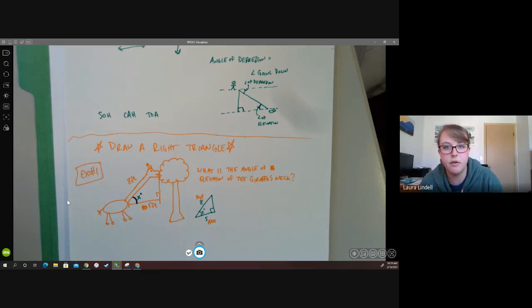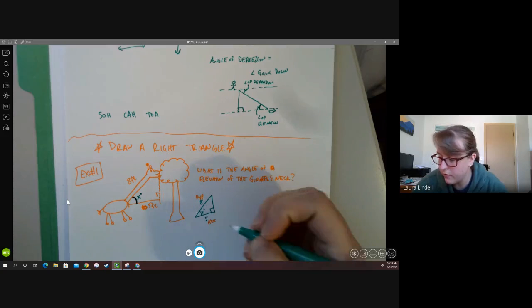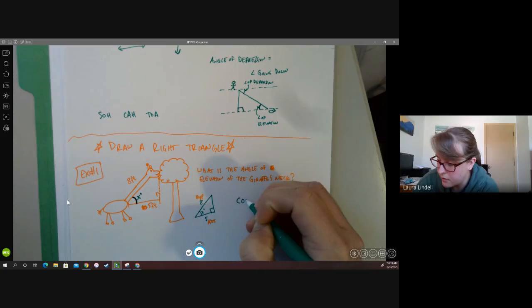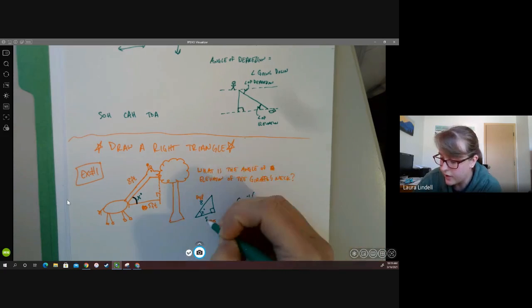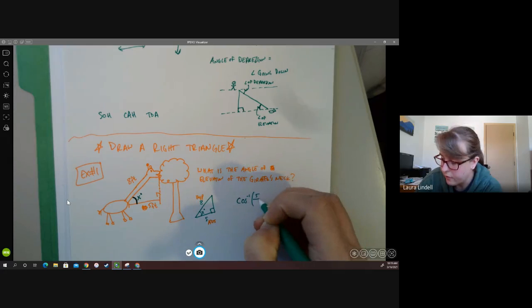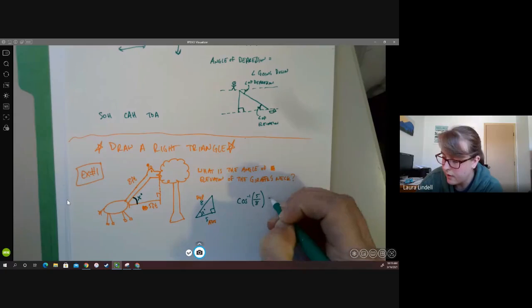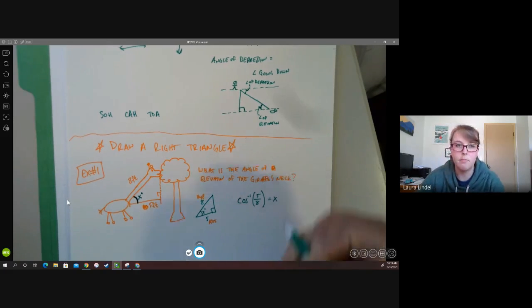So am I using sine, cosine, or tangent? Cosine. Yep, because cosine is adjacent over hypotenuse. So in this case, since I'm looking for a missing angle, I'm going to use cosine inverse of adjacent over hypotenuse, so 5 over 8. And that's going to equal the measure of angle x.